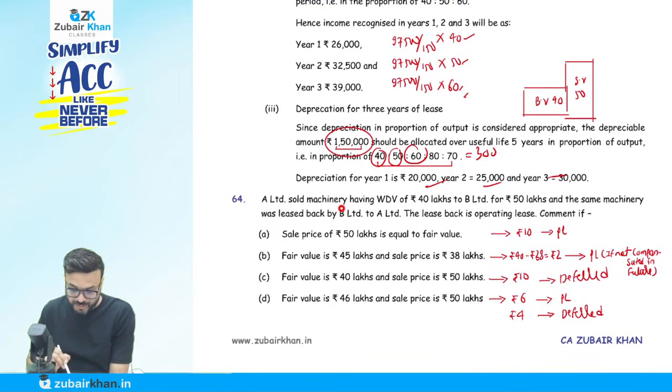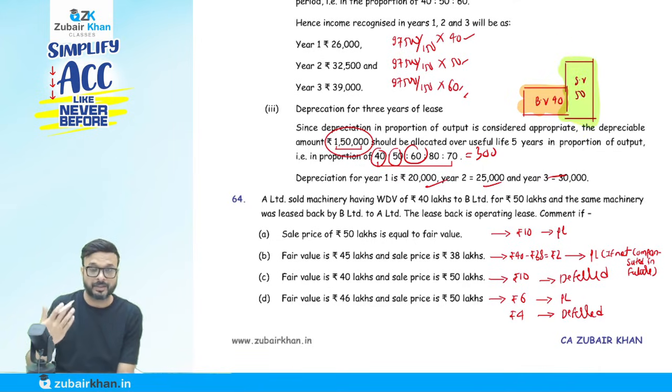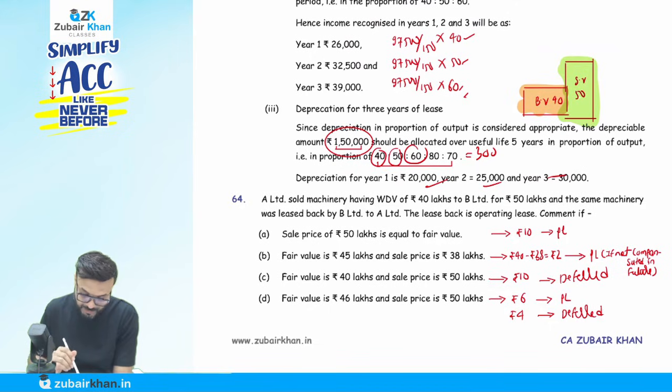A Limited sold machinery having WDV, the book value, of 40 lakh, to B Limited for rupees 50 lakh. So the book value is 40 lakh, but they are selling at 50 lakh. And the same machinery was leased back. It's a case of sale and leaseback, and it is specifically mentioned that it's an operating lease.